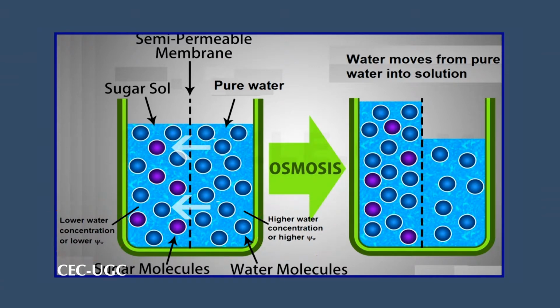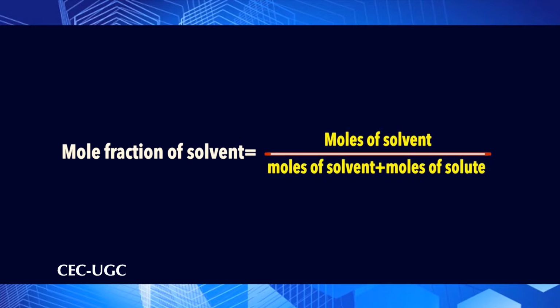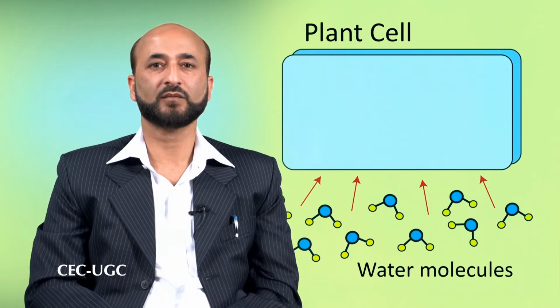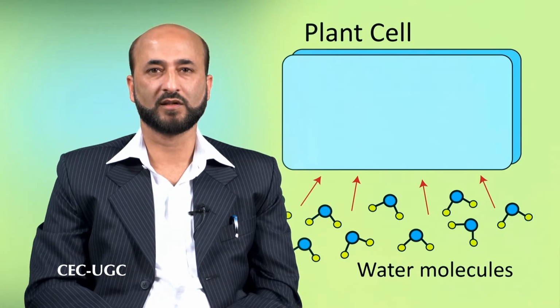In solutions, solute particles decrease the chemical potential of solvent molecules and hence the water potential. This is due to the fact that the mole fraction of the solvent gets decreased. Mole fraction of solvent, as you know, is equal to moles of solvent divided by total moles of the solution. That is, mole fraction of solvent is equal to moles of solvent divided by moles of solvent plus moles of solute. Therefore, water potential or chemical potential of water depends on the mole fraction of water, which takes into account both the solvent and the solute concentration.